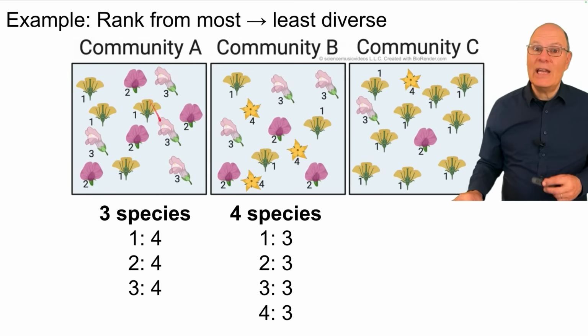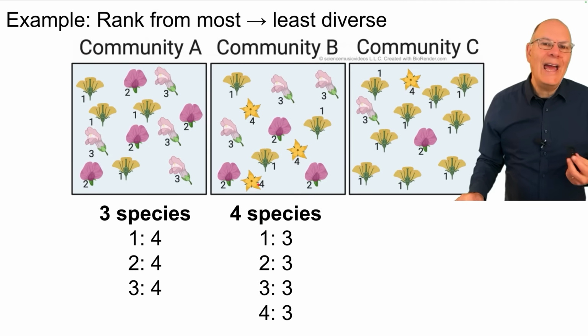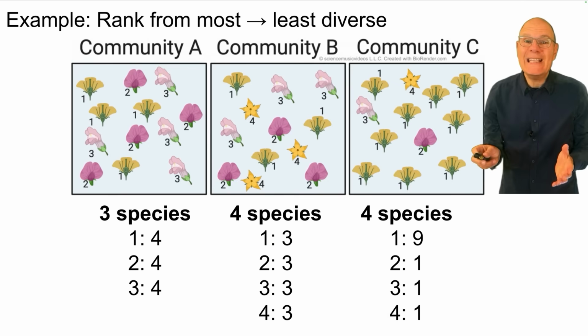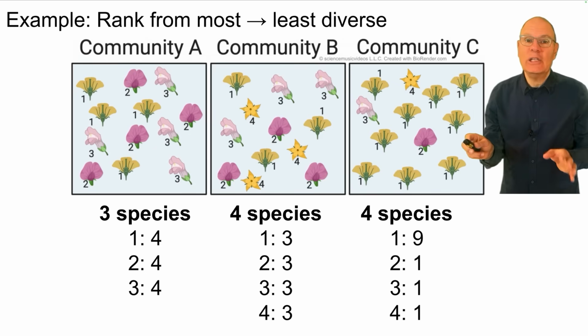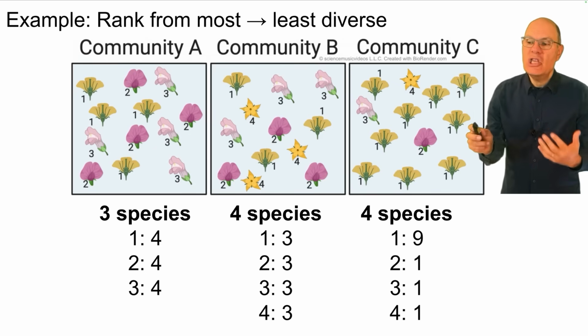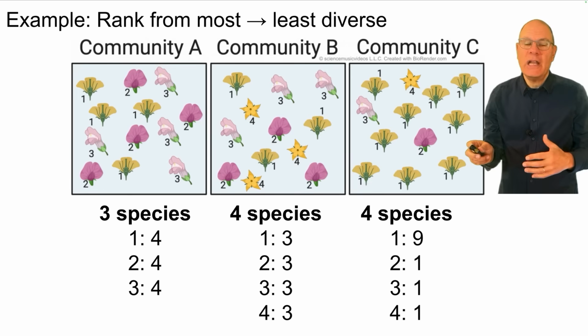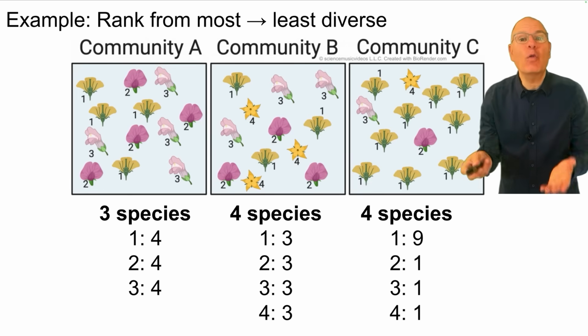Community B has 4 species, 1, 2, 3, and 4, and they're evenly distributed. There are 3 individuals of each species. In Community C, there are also 4 species, but they're not evenly distributed. There are 9 individuals of species 1, and there's 1 individual each of species 2, 3, and 4.